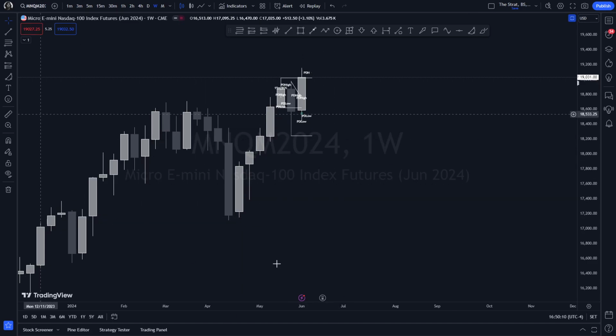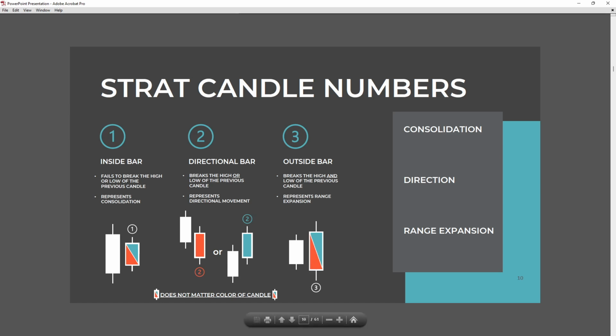So the first type of candle you have is a one, an inside bar. It's a consolidation candle that fails to break a high or a low, and everything goes off of the previous candle, like you're referencing off of the previous candle. The two is going to be a directional candle, or it can be a shift change or continuation. But twos are directional candles, and then threes are just outside bars or engulfings. And just to give you an idea so you can visualize it, this is what it looks like.